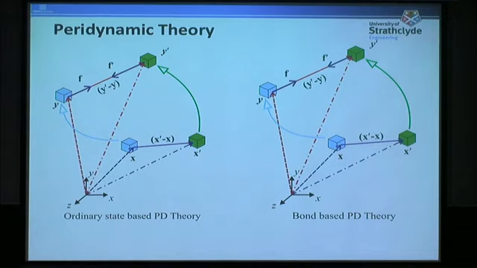And if you go further and just assume a pairwise interaction, that means the forces are along the bond direction and their magnitudes are also the same, then we call this bond-based peridynamic theory. Basically, this is the simplest one, and the original peridynamic theory, although simple, has some limitations. If you don't want those limitations, you need to use these state-based approaches.